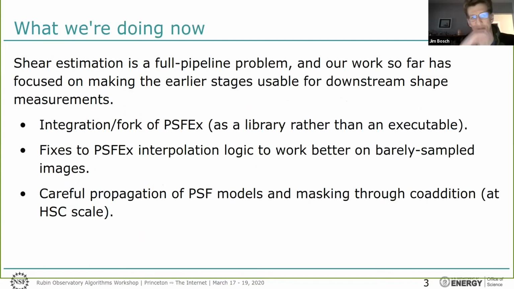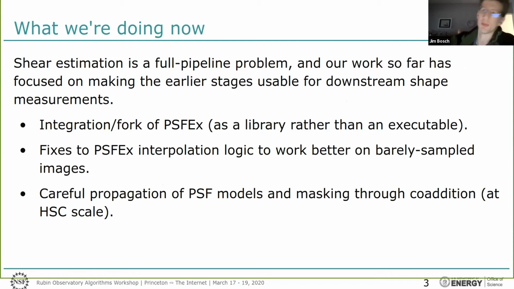But what we're doing right now is really thinking of shear estimation as a full pipeline problem. And our work so far has really focused on making the earlier stages usable for downstream shape measurements. And this has been used for real shear estimation on real data in the HSC year 1 weak lensing results. And these involved integrating and actually forking PSFX so we could use it as a library rather than an executable and making it solve our problems.